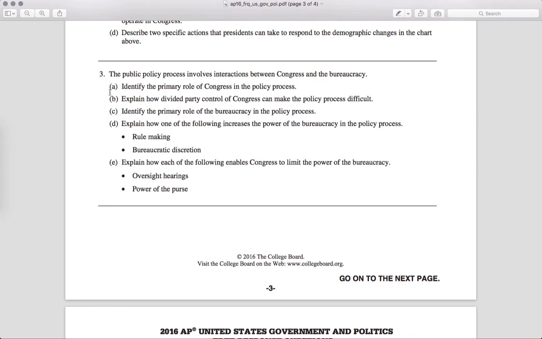Now, I want you to be zen and leave a couple blanks, at least maybe 3 blanks between where you wrote A and then where you start writing B. B starts with explain verb. Explain how divided party control of Congress can make the policy process difficult.